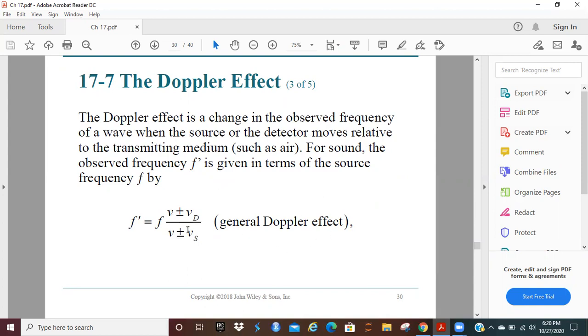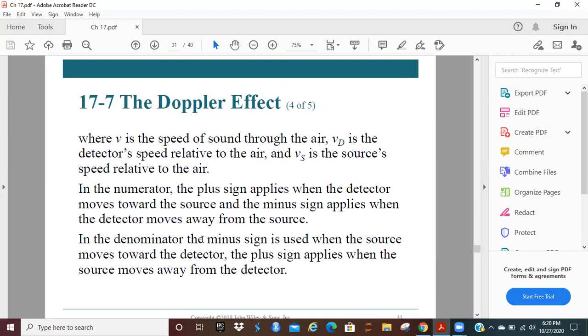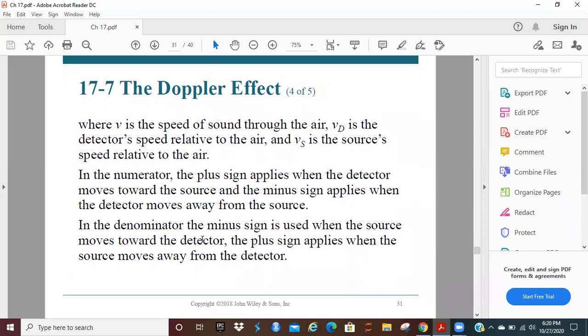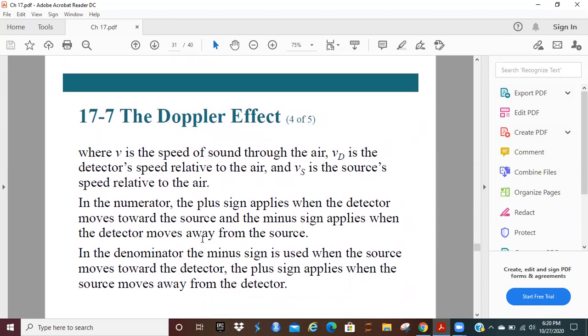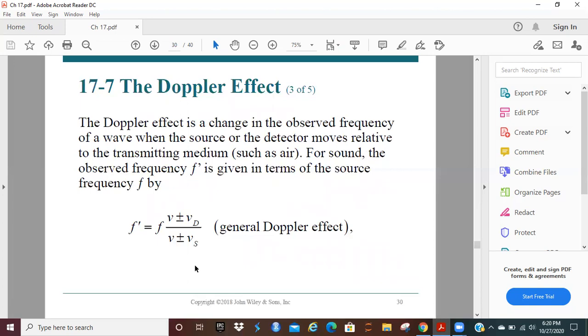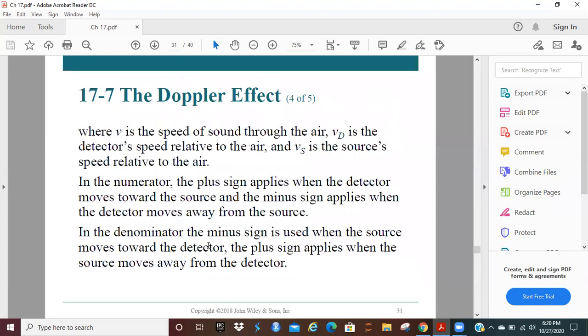In other words, the frequency is going to change, depending on whether the source is moving or whether what's detecting it is moving. And this is the formula to use in order to do that. So you can see here v is the speed of sound through the air, vd is the detector speed relative to the air, and vs is the source speed relative to the air.